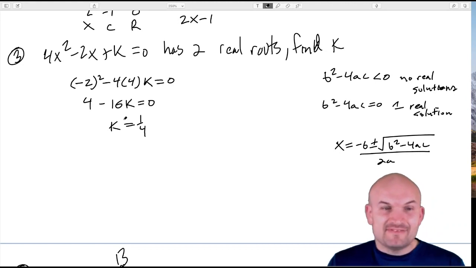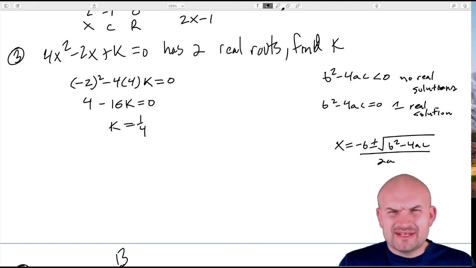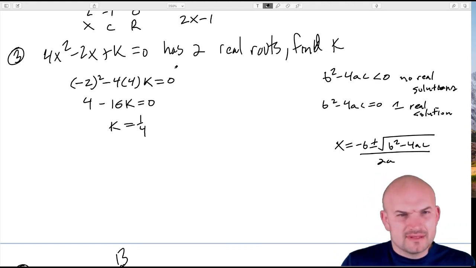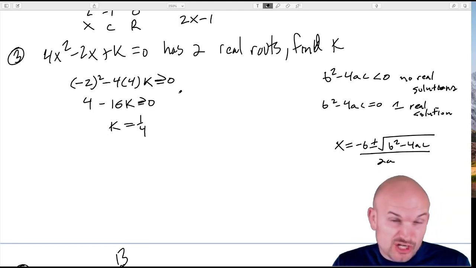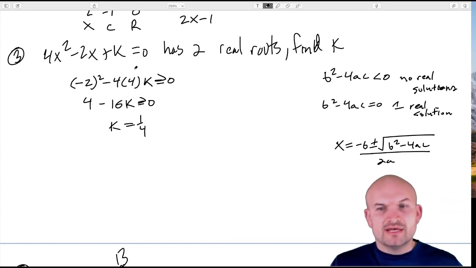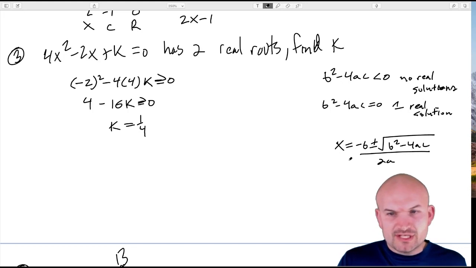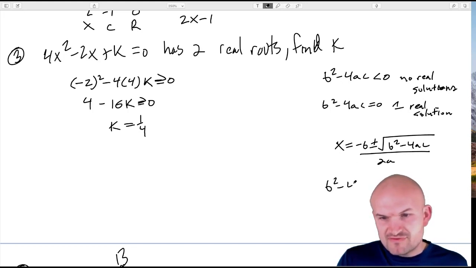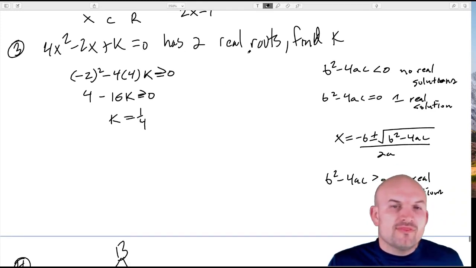Now again, we want this to be greater than or equal to 0. We don't want this to equal 0. Well, it could equal 0, but we want the discriminant, b squared minus 4 times a times c, to be greater than 0. That's going to be two real solutions, or two real roots.